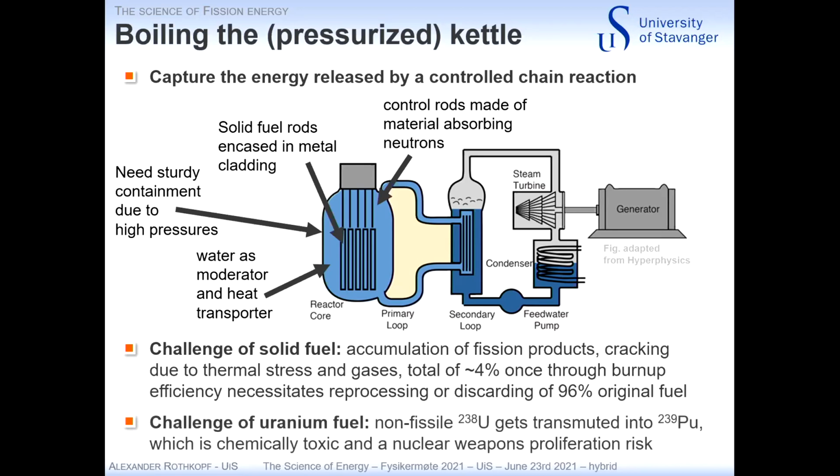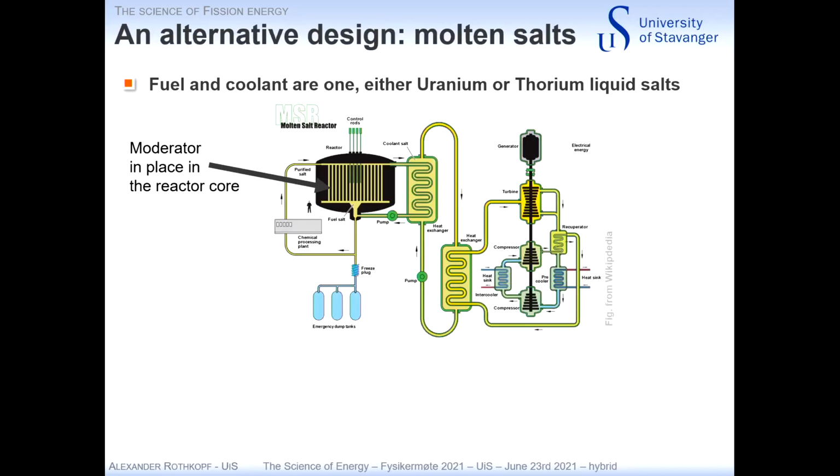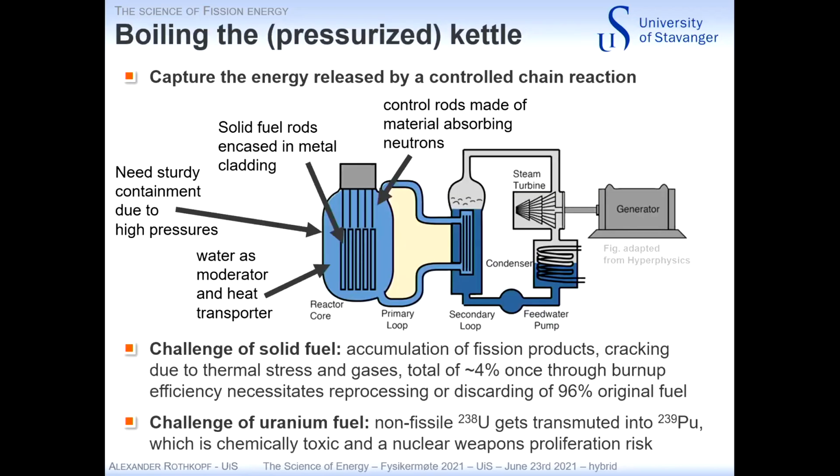Then there's the challenge of uranium fuel itself, because the non-fissile uranium-238 gets transmuted into plutonium-239, and plutonium is chemically quite toxic. So not even from a radiation standpoint, you don't want to have that in your environment. And it's a nuclear weapons proliferation risk. So in the future, if you want to build nuclear reactors, you would like to address some of these issues.